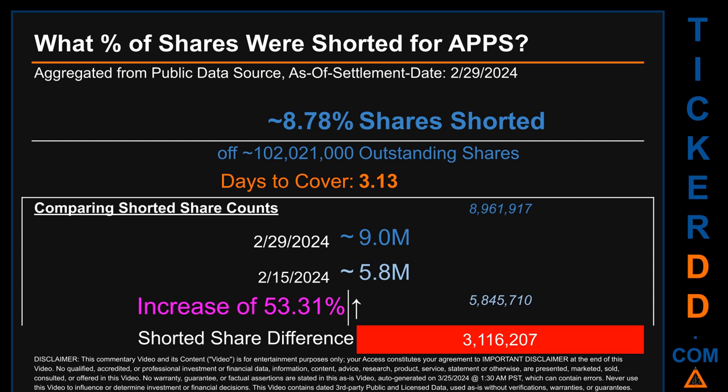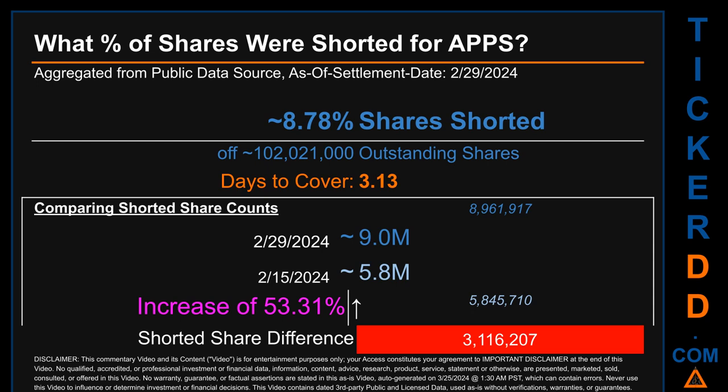What percentage of shares were shorted for APPS? For the 2-week period, ending on settlement date, February 29, 2024, about 9 million shares of APPS were shorted out of a total of approximately 102 million outstanding shares. Therefore, for APPS, based on as is, discovered, public data when this video was generated, the ticker has a short interest of roughly 8.78%, which I got by taking the number of shorted shares and dividing it by the number of outstanding shares to get the percentage value.